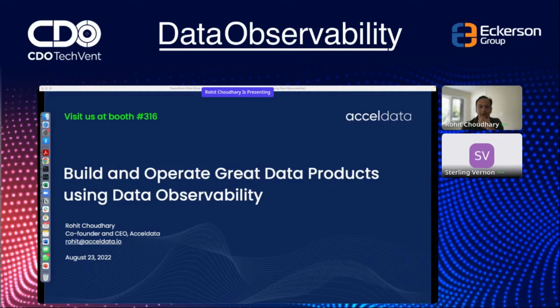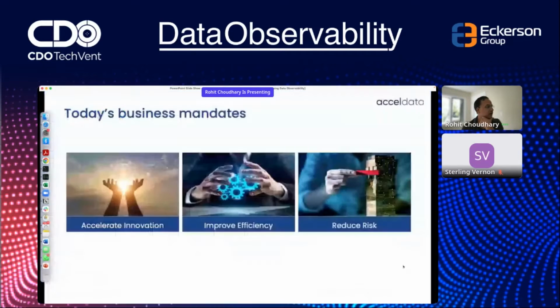I am here today to talk about what we do at Acceldata and how you can build and operate great data products using data observability. I will try to stay focused on the challenges of observability and what people are trying to accomplish through applying data observability in today's world, and what the different challenges of today's world are in specific.